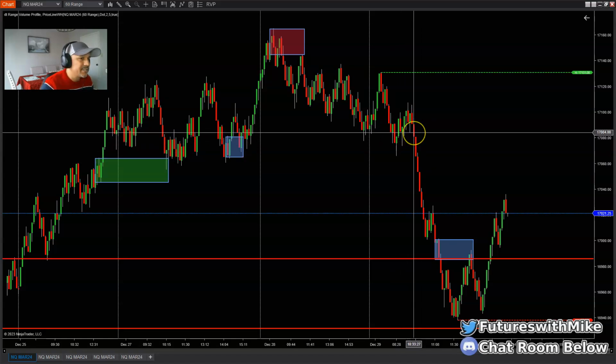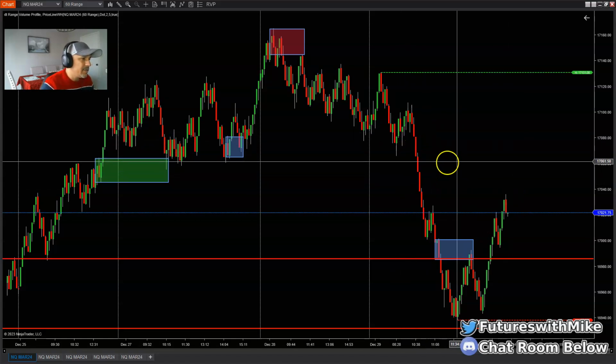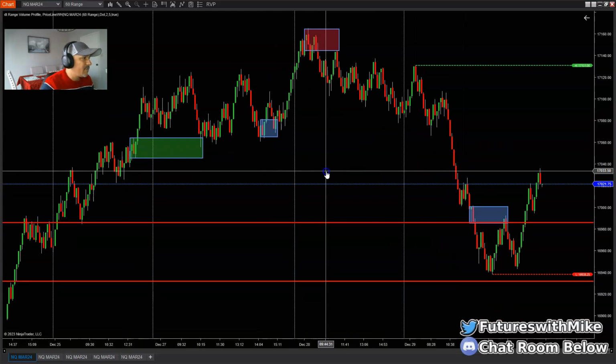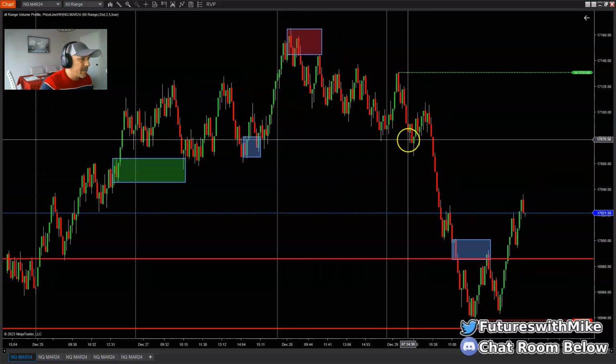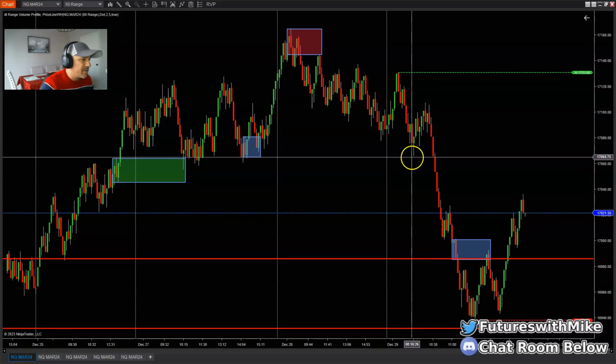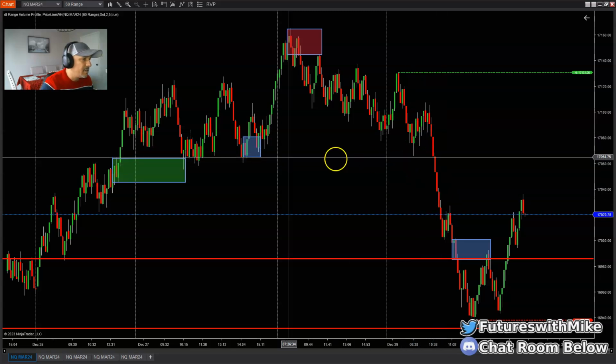Like this key area of supply resting up here at 84, if we get back to it. So you can mark that if you want to, if you haven't already. But we started moving lower, right? So we got a pullback, a push down here, a pullback, a break of structure right here.